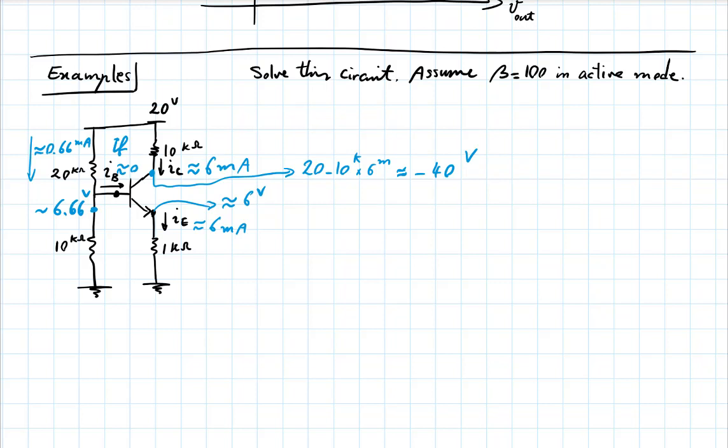Well, what was the condition for the BJT to be in active mode? Well, first of all, it had to be on. The base emitter voltage had to be 0.7 volts, give or take, right? And I have not violated that. I have a base emitter voltage of 0.66 volts. What was the other condition for being in the active mode?